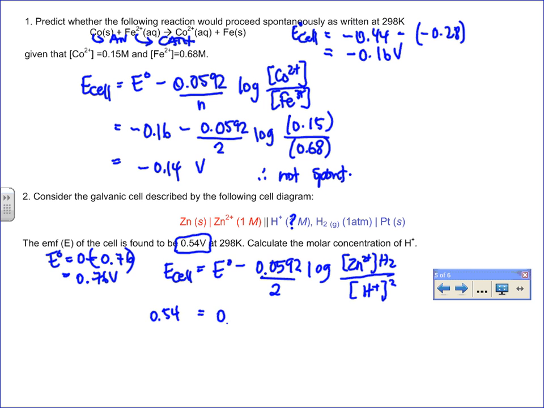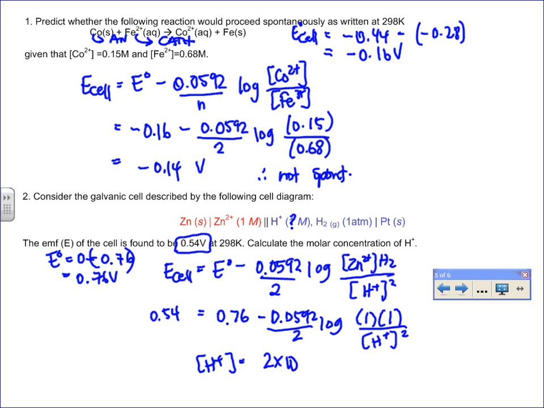So you've got 0.54 is equal to 0.76 minus 0.0592 over 2 log. The concentration of the zinc is 1. The hydrogen pressure is 1. So really what we're doing is rearranging this and solving for the concentration of H plus. And when you do that, the concentration of H plus is 2 times 10 to the negative 4.